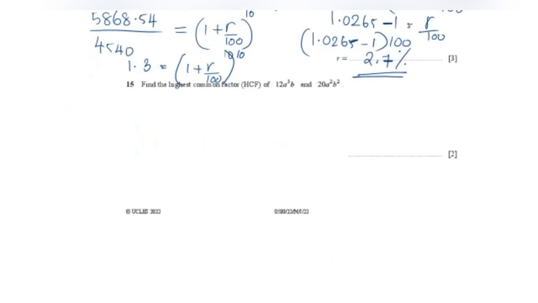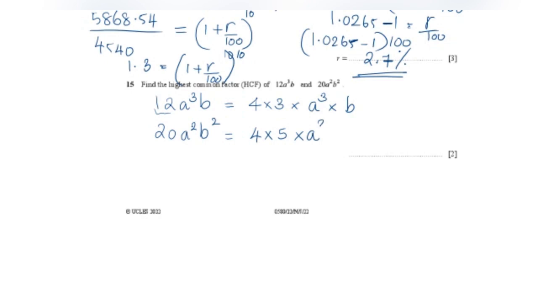Moving to question number 15. Find the highest common factor of 12a³b and 20a²b². Write down the factors of 12: 4 times 3 times a cube times b. So we can write it this way in order to make it easier. 20a²b²: 4 times 5 times a square b square. So the given terms can be written like this.